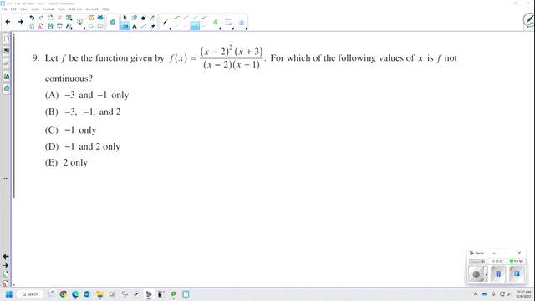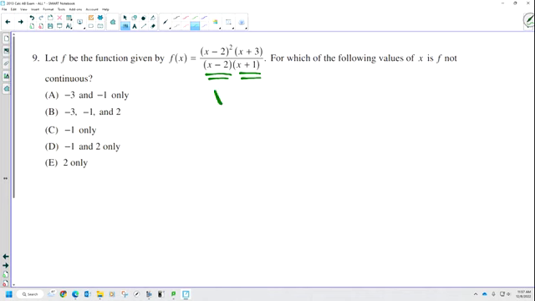Number 9, let f be the function given by f of x equals x minus 2 squared times x plus 3, all over x minus 2x plus 1. For which of the following values of x is f not continuous? That means there's a hole or an asymptote or whatever. So I just need to basically look to see what makes the denominator undefined, because that would either give me a hole or a vertical asymptote.